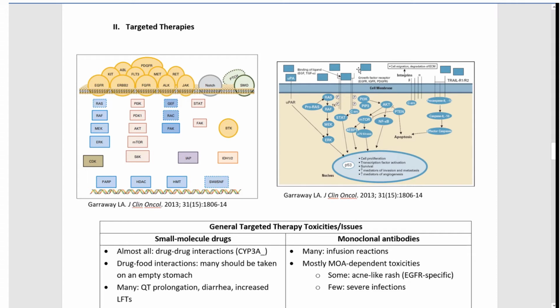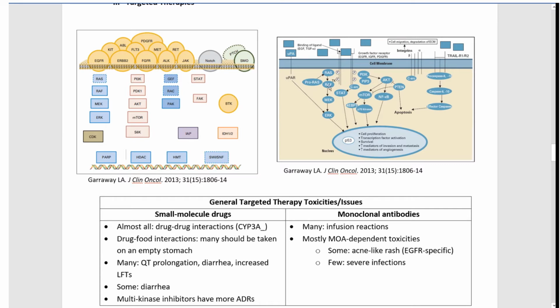And they would either neutralize the protein and prevent that from happening, or they could bind to the ligand itself and prevent the ligand from binding to the receptor. One protein actually here that's missing that is really important is VEGF, vascular endothelial growth factor. So you can add that to the list as well.